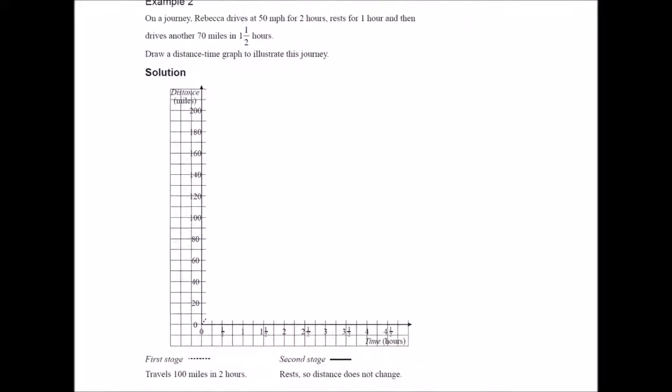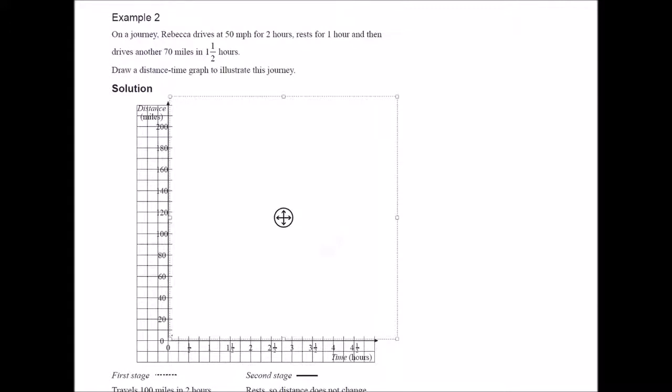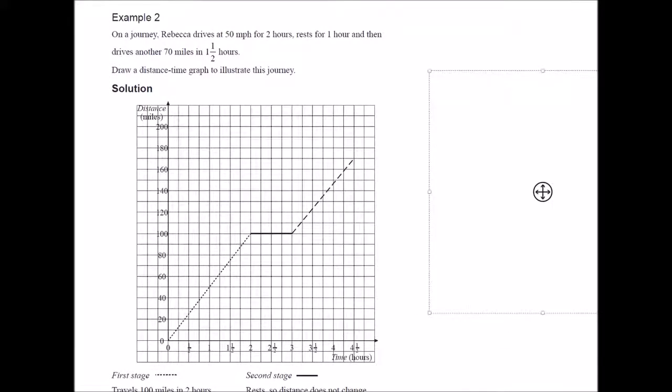So let's have a look what this might look like. Let's take away the bit we can't see, and here we go. So first of all, how do we get this line? Well, we've got 50 miles an hour for 2 hours. So obviously, we're going to have this point stopping somewhere on this 2-hour mark, right?